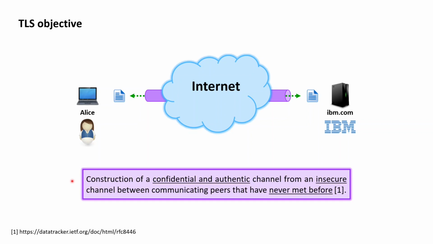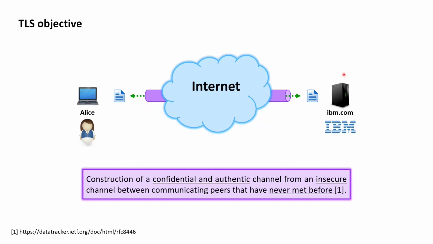A secure channel is understood to be a channel that provides both confidentiality as well as authenticity to the data exchanged. With this understanding, an insecure channel is then a channel that is neither confidential nor authentic, and a good example of such an insecure channel would be the channel from the laptop of Alice through the internet to a web server like the web server serving the site ibm.com.